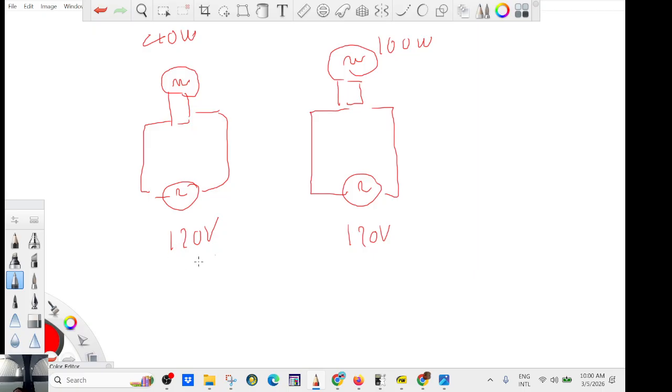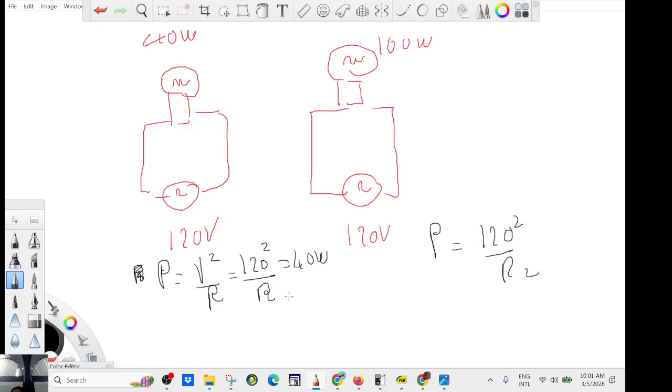This is called the RMS, root mean square. So anyway, that's what you measure with the voltmeter. So you see that they are both using the same power supply. So you can say the power, how much energy is being consumed, is just V squared over R. Okay, I can use that equation. So that will be 120 squared over R1, which is 40 watt. In that case, the power will be 120 squared over R2 equals 100 watt.